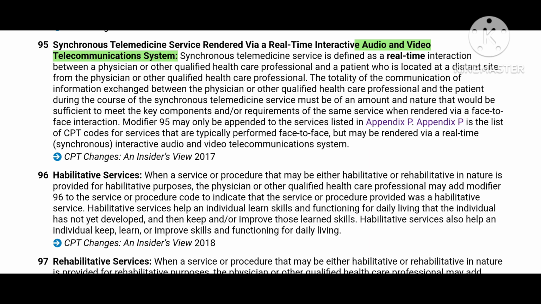95. What is the difference between 93 and 95? Yes, it is a real-time interactive audio-video telecommunication system. That means it is a video call. The previous one is just a telephonic call, and the second one is an audio and video call. So through a video call, they are discussing about the patient's condition.